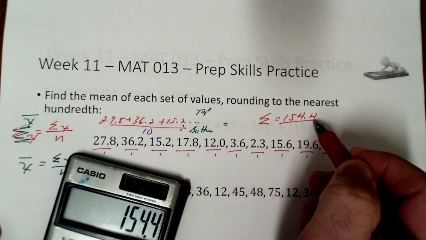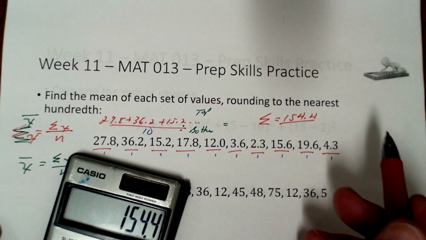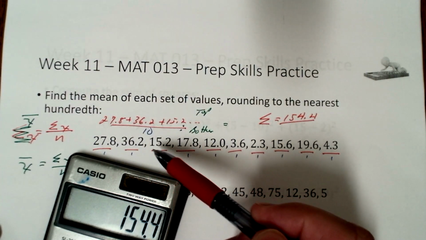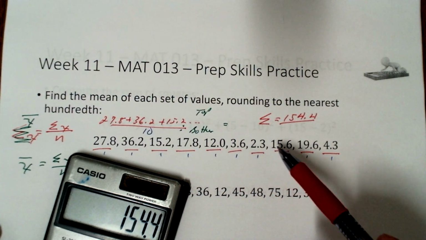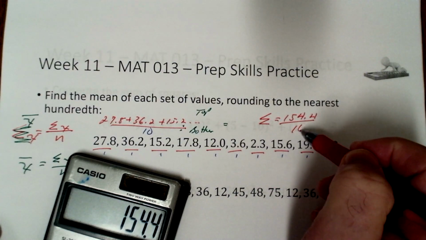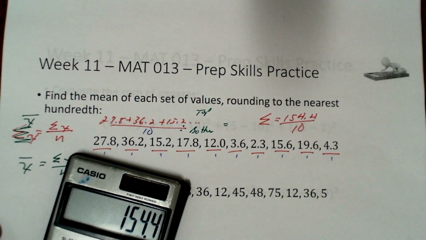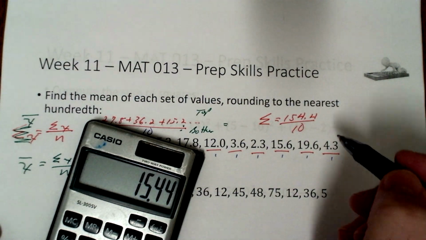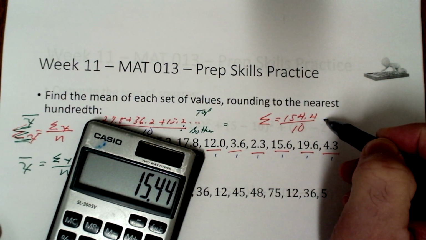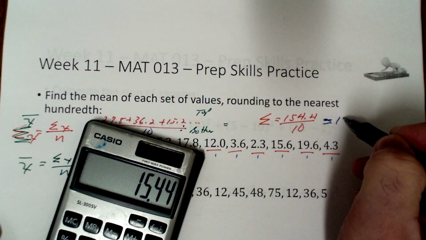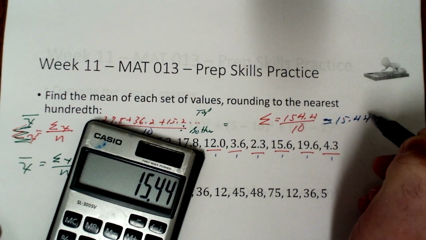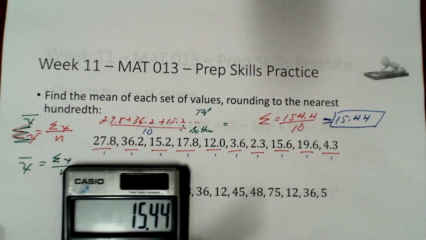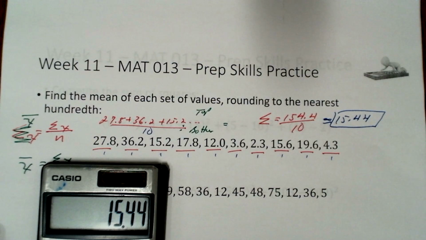We've added these up. Sum is the answer for adding. Okay, and we have 10 values. Let's double check. 1, 2, 3, 4, 5, 6, 7, 8, 9, 10. Yes, we do. So we're going to take that top value and divide it by the bottom. So 154.4 divided by 10 gives us exactly, there's no approximate to it, 15.44. So our mean, our average of all of these values is 15.4.